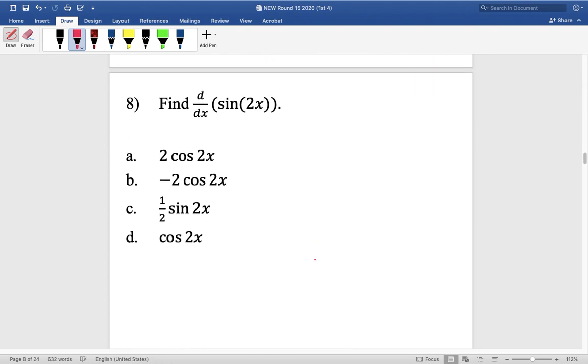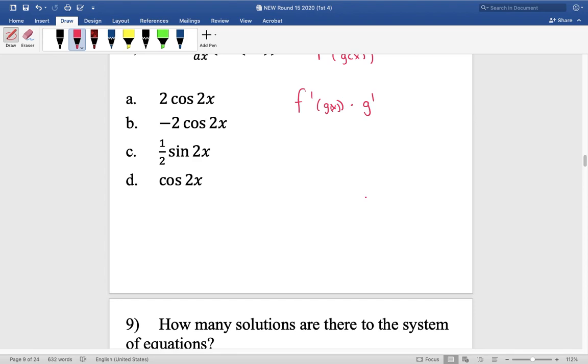Problem number 8, it's a chain rule problem. You have to take the derivative of a function in which we have another separate function buried inside of it. So our plan is to take the derivative of that first function, leaving it alone, and multiplying it by g of x.